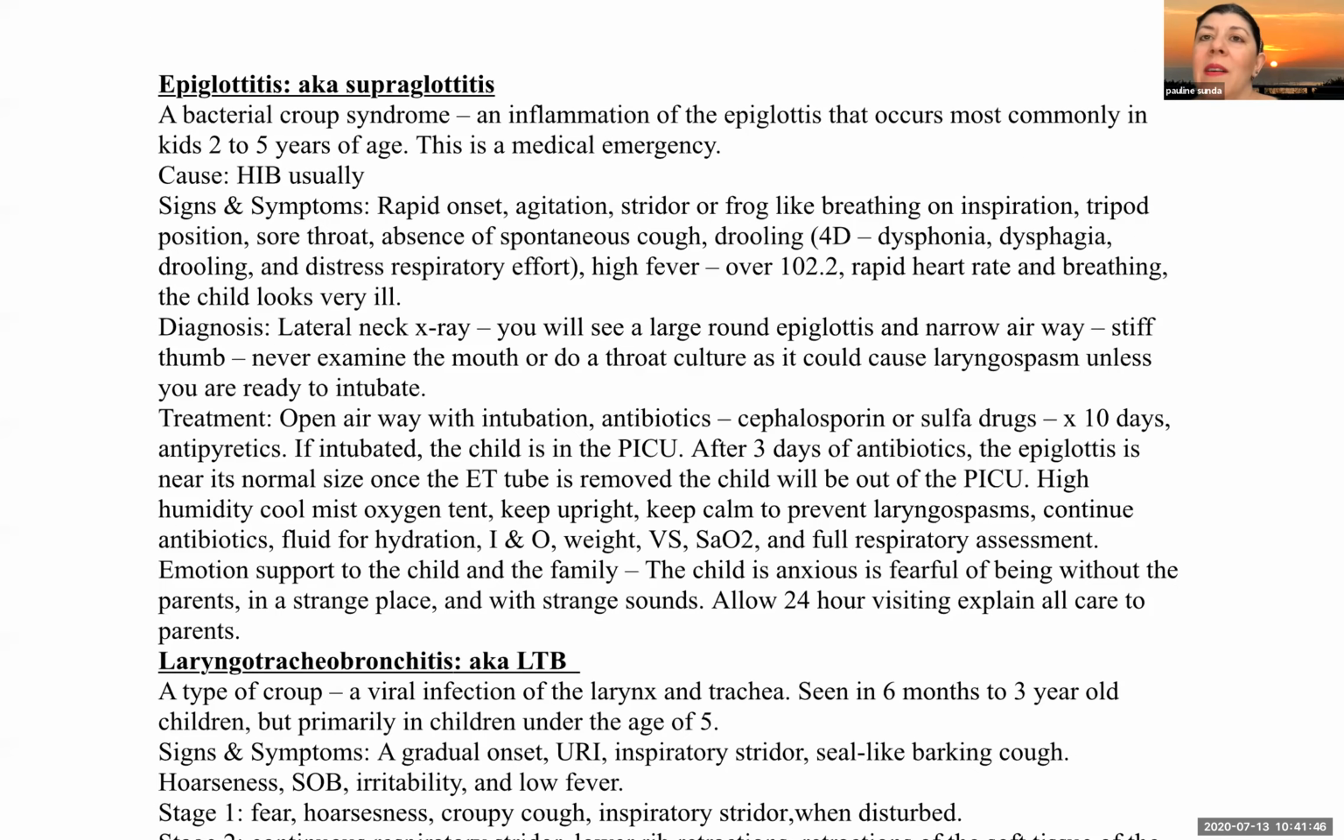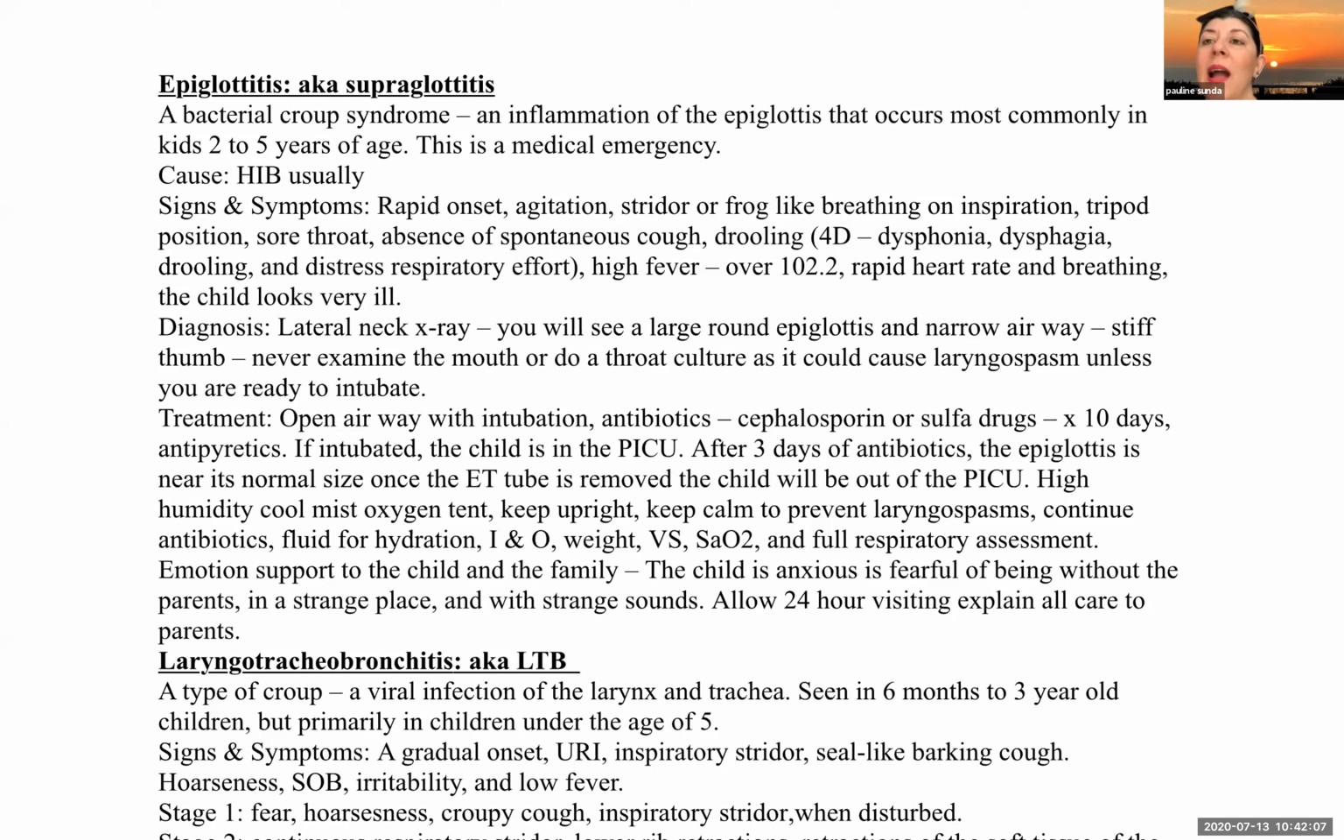Next, we're going to talk about epiglottitis, and this is a type of croup. This is a bacterial croup syndrome. It's an inflammation of the epiglottis that occurs most commonly in kids 2 to 5 years of age. This is a medical emergency. This is usually caused by Hib, Haemophilus influenzae B.